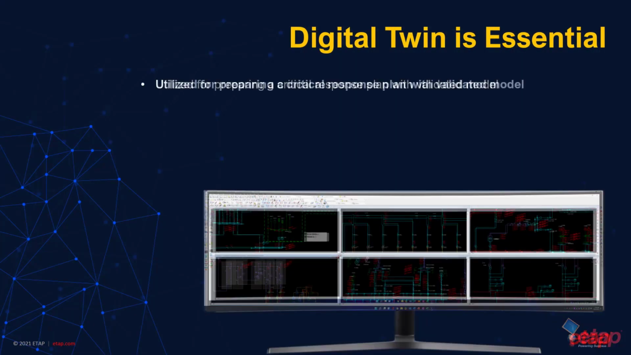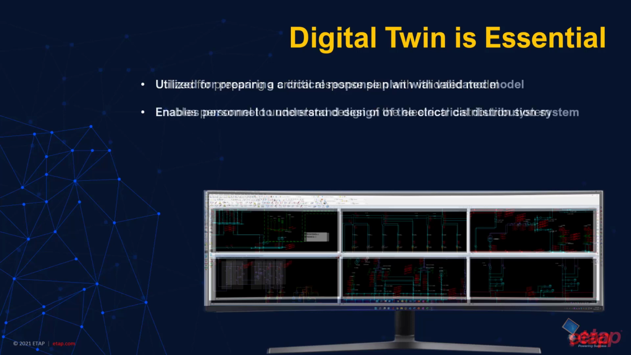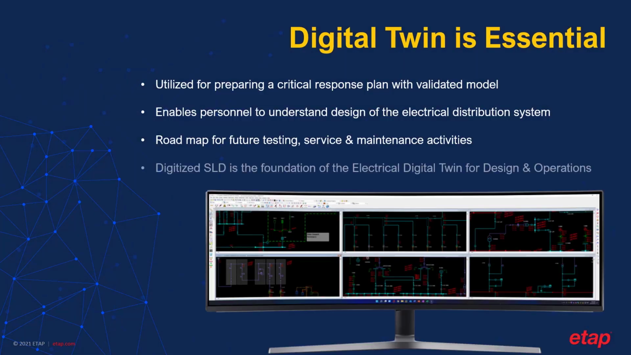Creating a one-line diagram is the first step in preparing a critical response plan, enabling electrical personnel to fully understand the layout and design of the facility's electrical distribution system. Whether a new or an existing facility, the single line diagram is also the roadmap for all future testing, service, and maintenance activities.